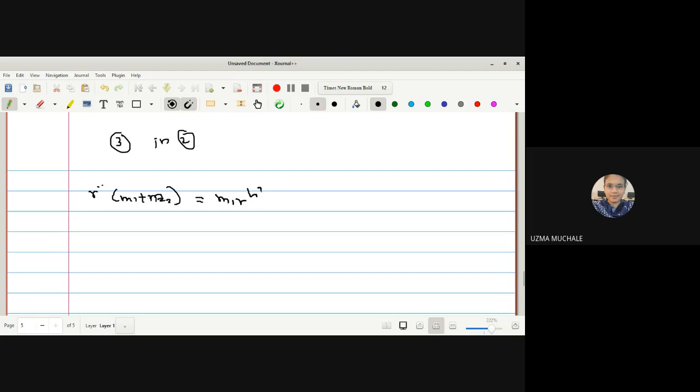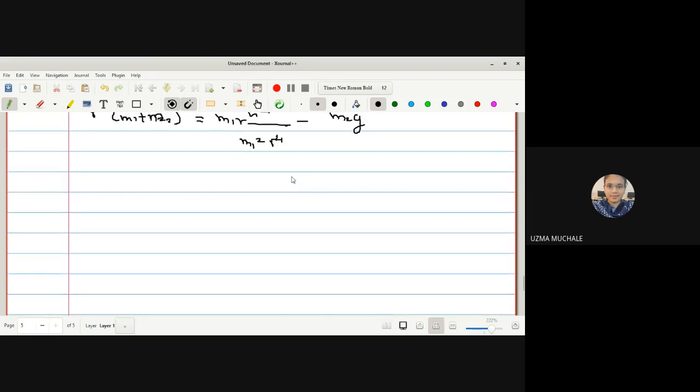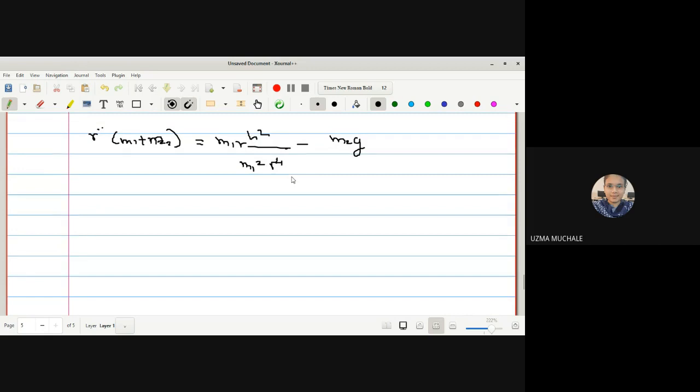What is theta dot square? H square by m1 square r raised to 4, minus m2 g. We can say this is the required equation of motion.